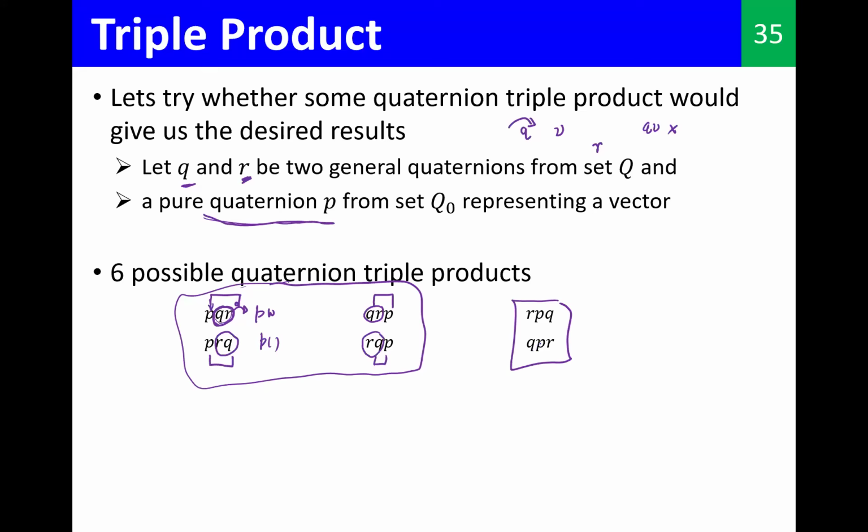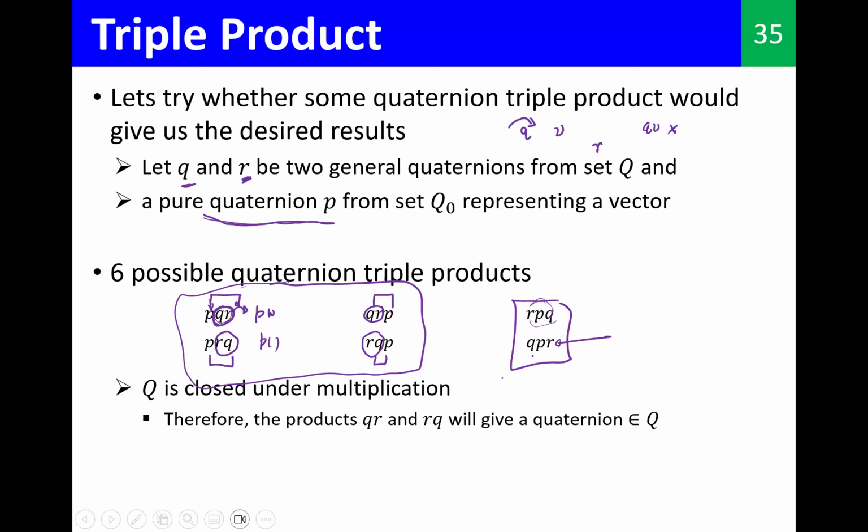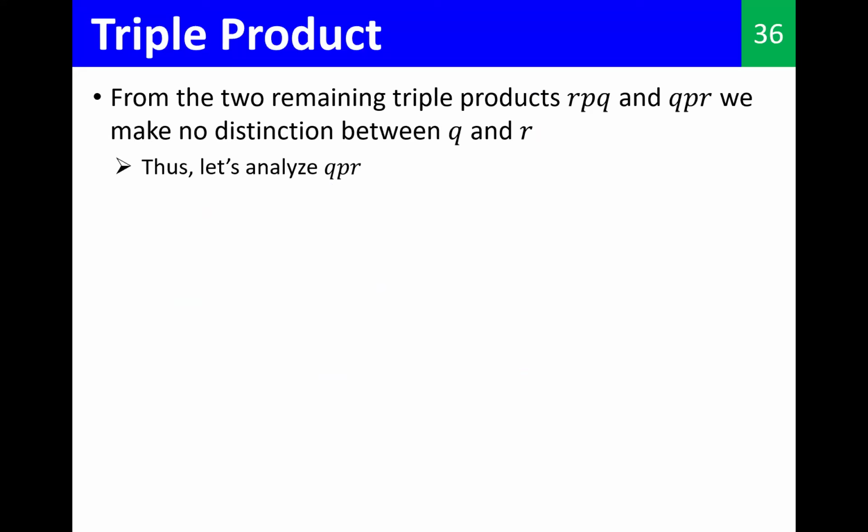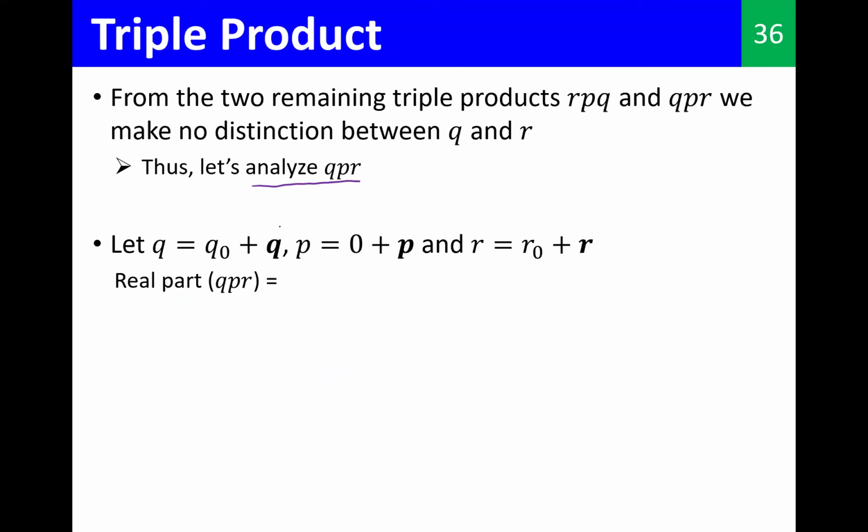So without loss of generality, maybe we can just take a single one, because Q is a quaternion and R is another quaternion. So I can maybe later check the other one. Let's just take one and see what happens. So now I'm going to analyze QPR. Let Q be q naught, q. P is our vector. So this is a pure quaternion, right?